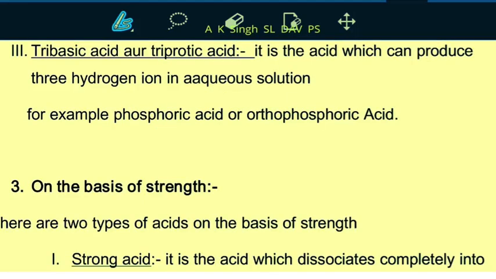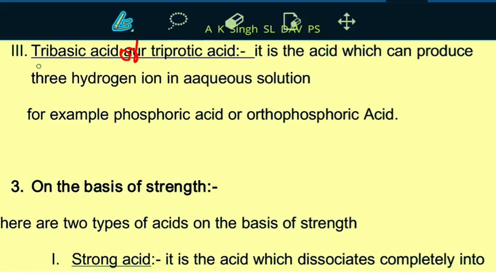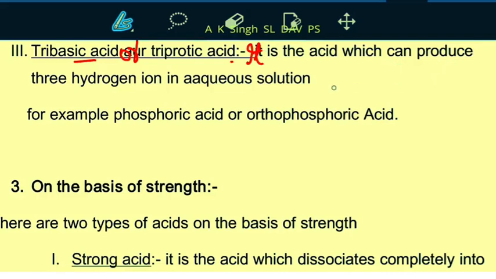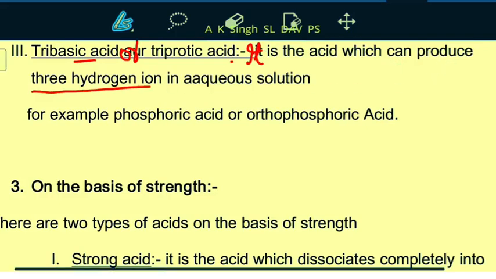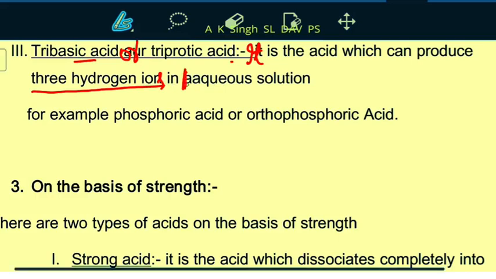Now, tribasic acid or triprotic acid. It is the acid which can produce 3 hydrogen ions in aqueous solution.